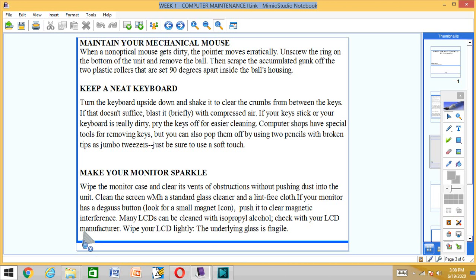Keep a neat keyboard. When the keyboard is not in use, always ensure that it is covered with a keyboard cover. Also use soft brush to brush off the dust which settles on the keyboard. You could also use a damp cloth to gently wipe the body of the keyboard.